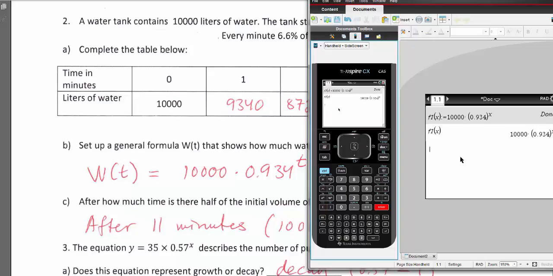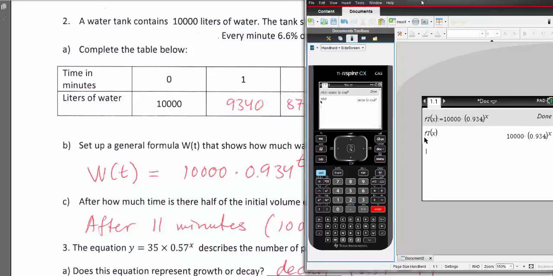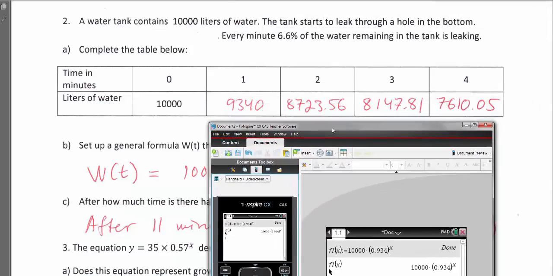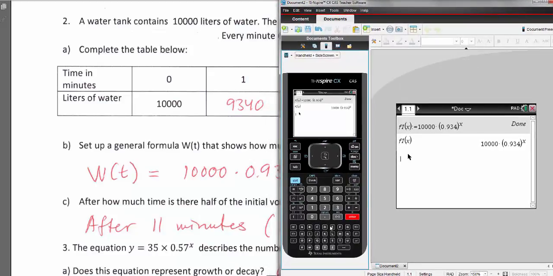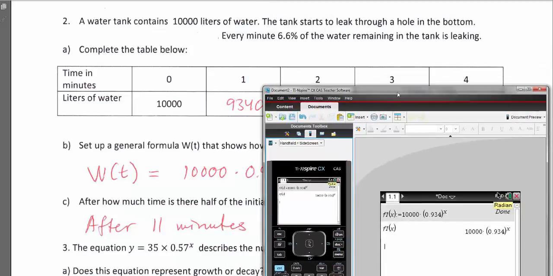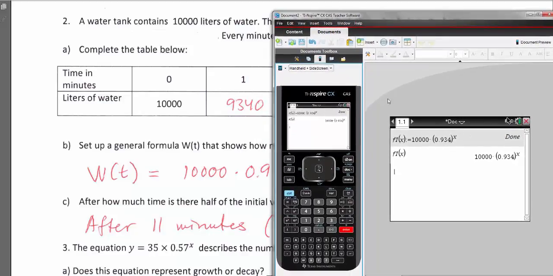Well, let's have a look and see if it entered the function correctly. This looks about right. So let's check some values. Let's see if we can regenerate this table. So after 1, is it minutes? Yes, every minute. So time in minutes. So f1 of 1. It's basically 10,000 times 0.934 to the power of 1, which is the same as 10,000 times 0.934. And then, of course, we get 9,340. Easy to work out.